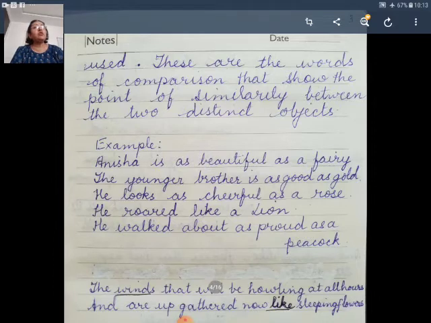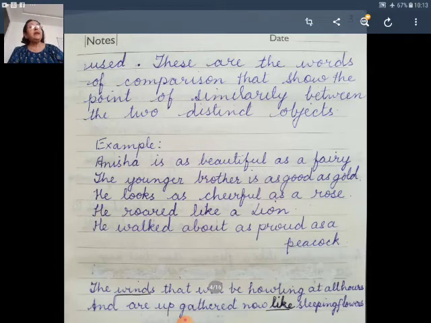Now I will show you through the example: Anisha is as beautiful as a fairy. Two objects are there. Anisha is there and a fairy is there. So, what is common between Anisha and the fairy? The beauty. And how is it stated? It is stated through as. Anisha is as beautiful as a fairy.